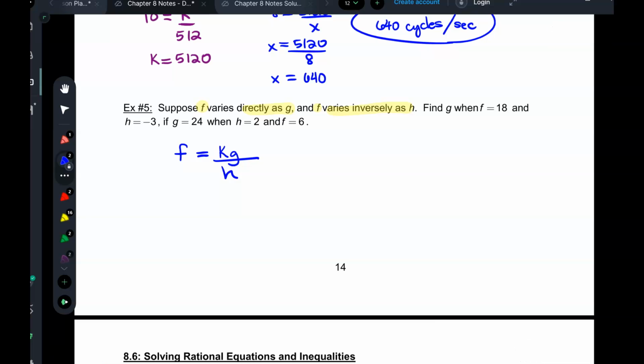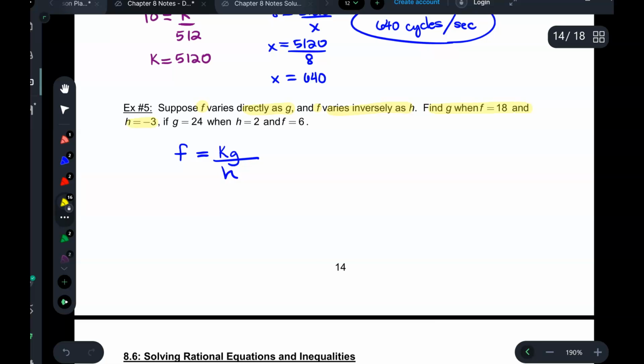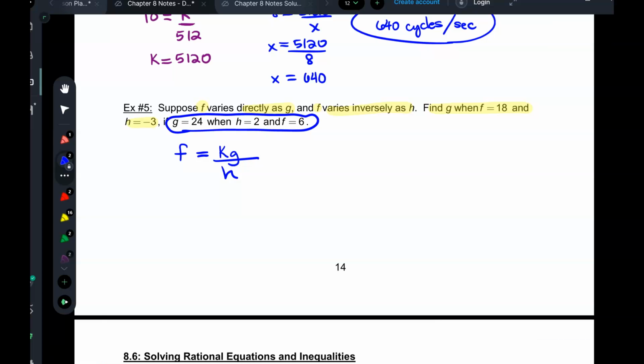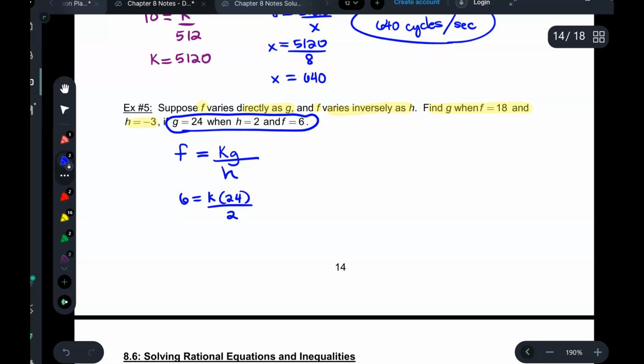So the first part, this is what we're trying to find. This is what we know. Sometimes it's switched around, so look for the word find. Whenever you see the part of the sentence that says find, ignore that, do that second. All right, 6 equals K times 24 divided by 2.